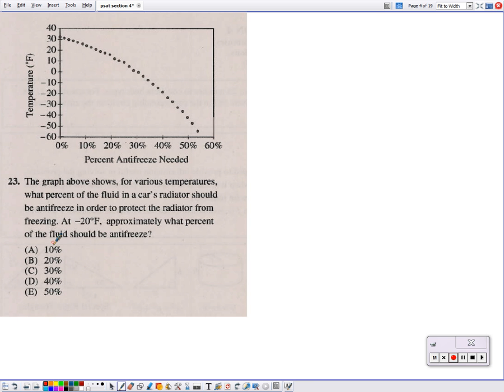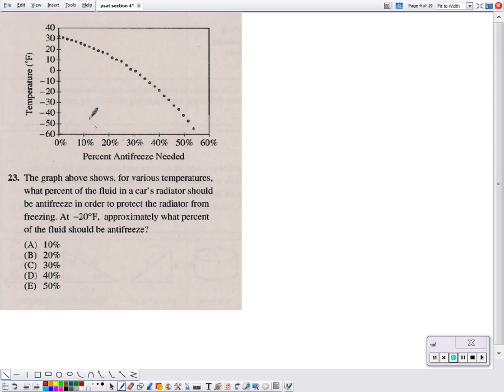Question 43. The graph above shows for various temperatures what % of the fluid in a car's radiator should be antifreeze in order to protect the radiator from freezing. At negative 20 degrees Fahrenheit, approximately what % of the fluid should be antifreeze? So what we want to do is go to negative 20 degrees and go across. When we hit the scatter plot, it's about 40. So we want to go with D, 40.